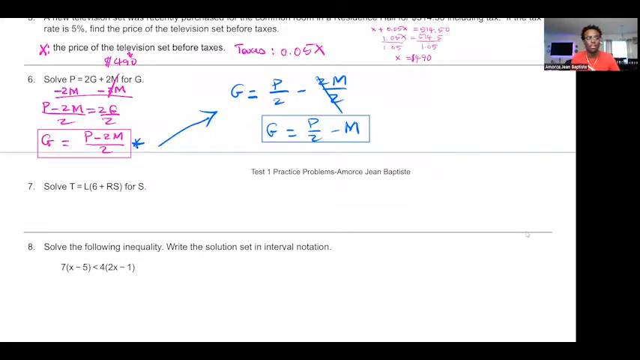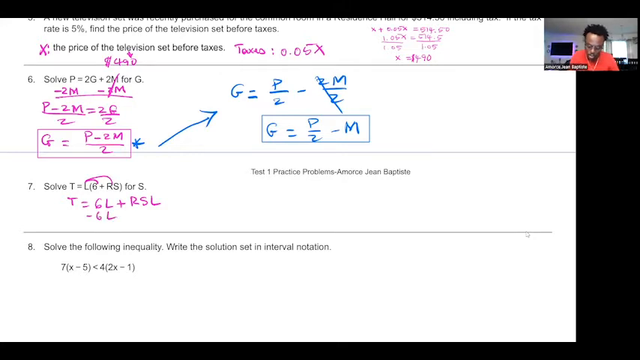Number 7 here. We're gonna solve this, but we have to pay attention to what we're solving for. So I'm solving for S, and the S is all the way inside of the parentheses. In this case, we need to distribute. But if the variable you want to solve for is not inside of the parentheses, don't bother distributing, because it's going to waste your time while you could have done it quicker. So let's distribute L over. So that's T equals 6L plus RSL.